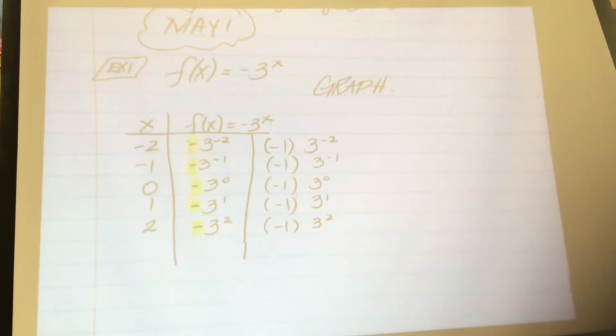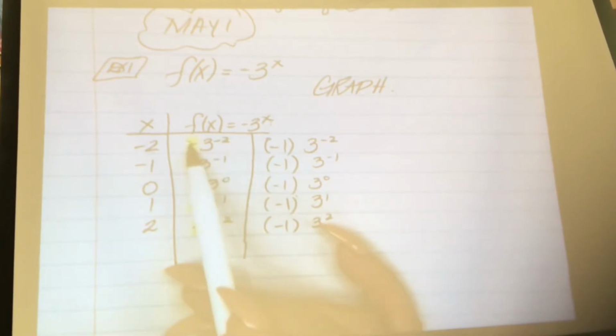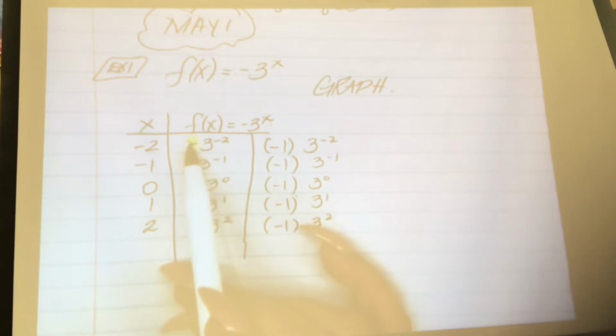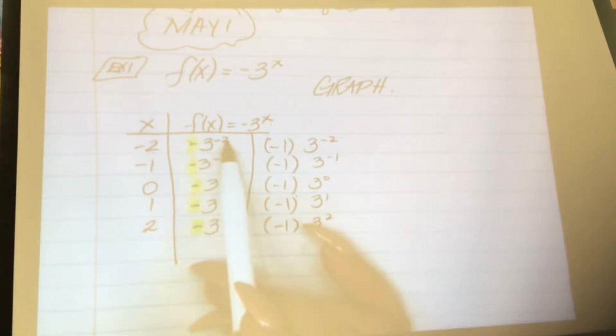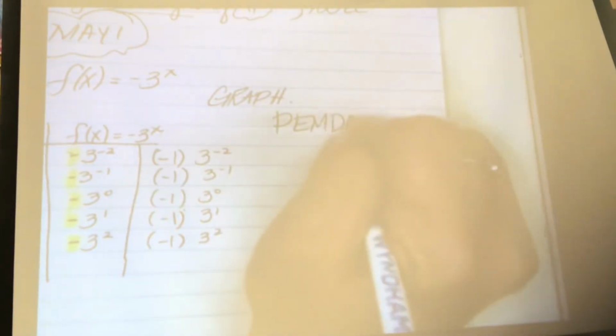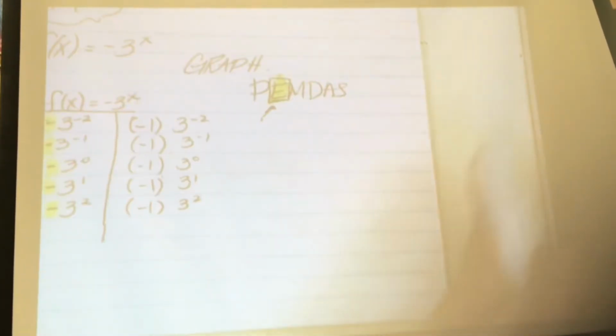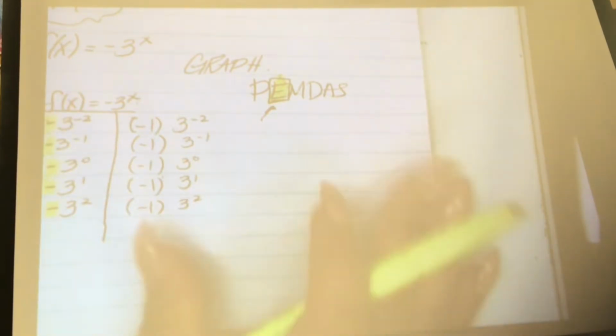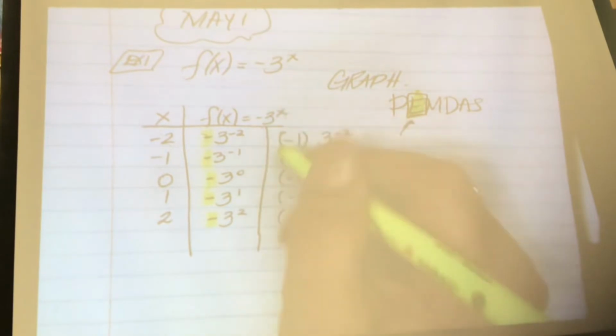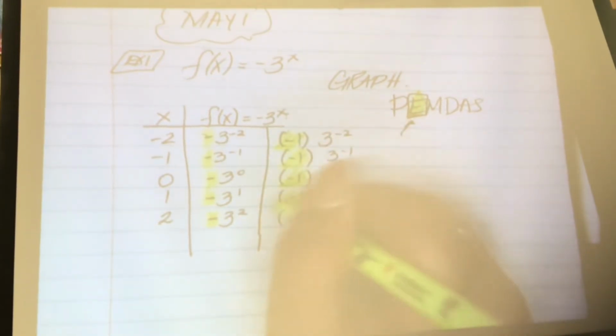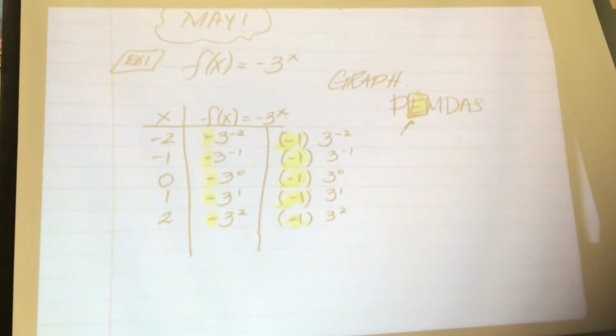I have a question, Hannah. Everybody watch my hand. Is it please excuse my dear Aunt Sally? Or is it please my dear excuse? Please excuse my dear Aunt Sally. So it's the PMDAS. Excuse is first. So please excuse. That means you need to do the exponent first. Then you multiply it by -1. Do you see that, Nathan? So you don't multiply by -1 and then put that to the -2 power.